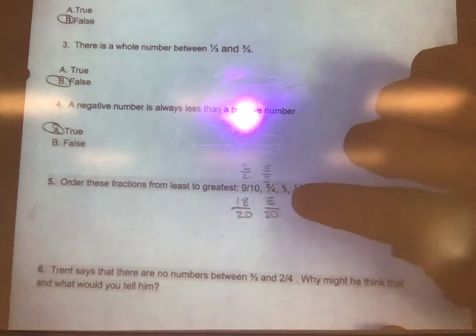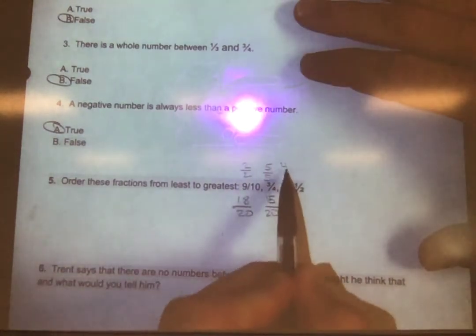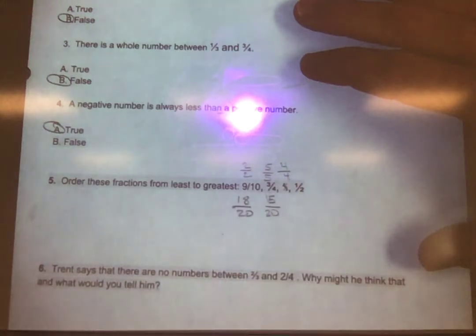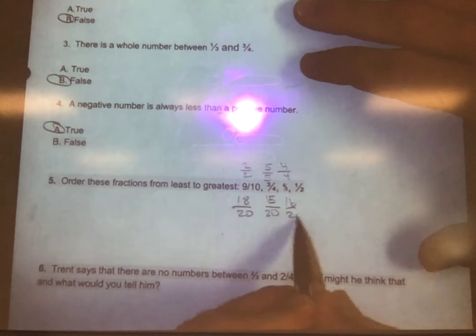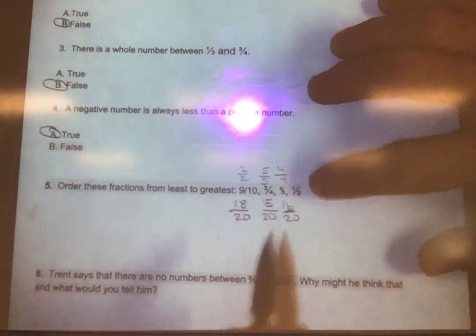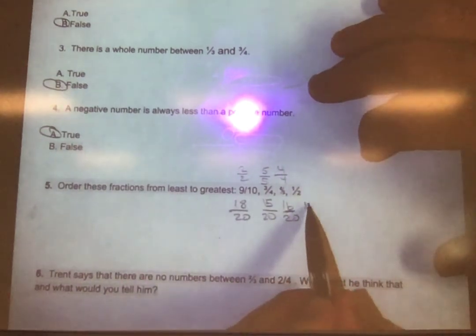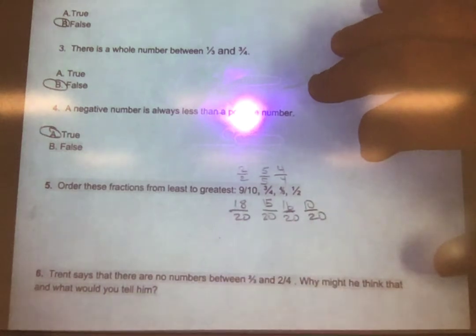On 4/5, I've got to take this 5 down here in the denominator and take it times 4. So I've got to take the top times 4, so I'm multiplying that fraction by 4/4, and I get 16/20ths. And then 1/2 I know is the same as 10/20ths. And those are equivalent.